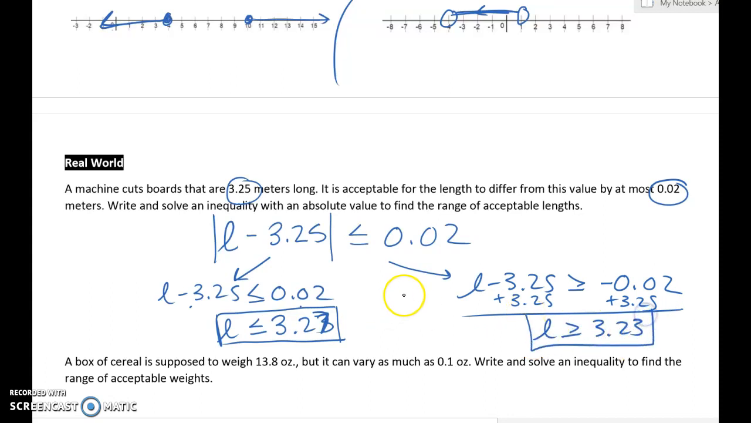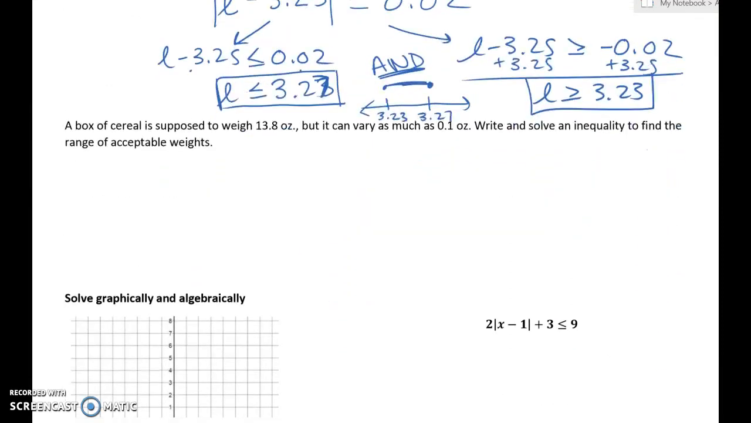To see from here whether it's and or or, if you can picture it, great. If not, we'll make a little number line. There's our 3.27. There's our 3.23. So less than or equal to the 3.27, greater than or equal to 3.23, meets in the middle. So it's an and. Please pause and try the next one and come on back.